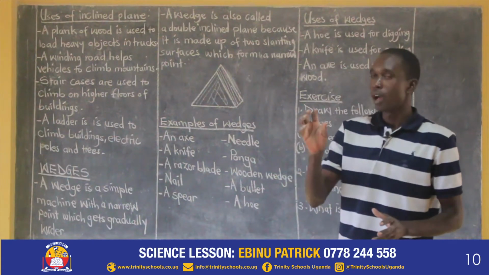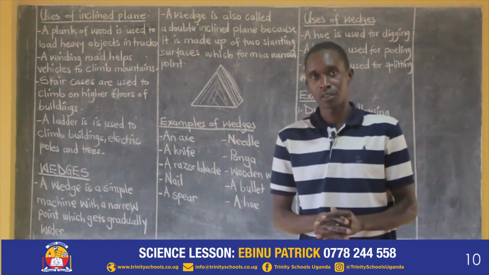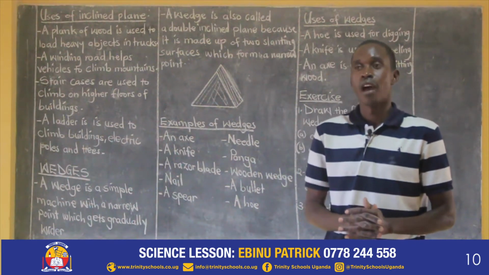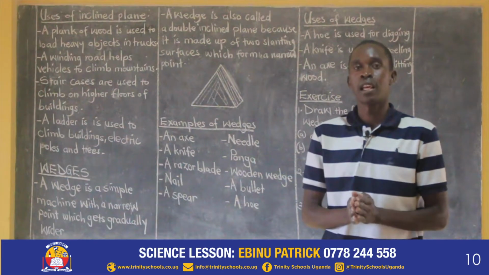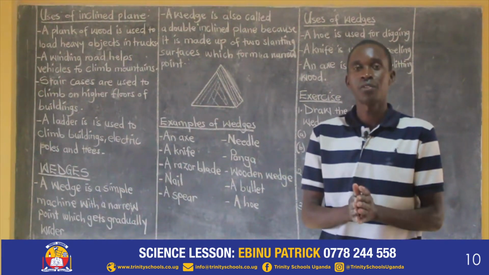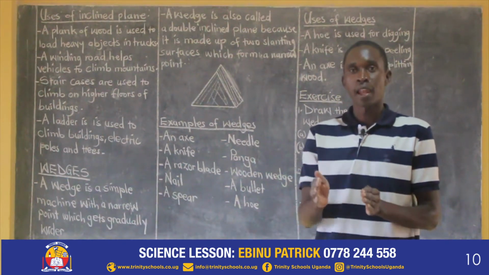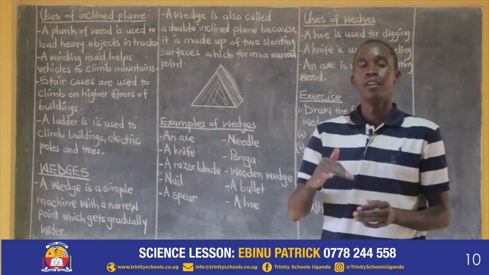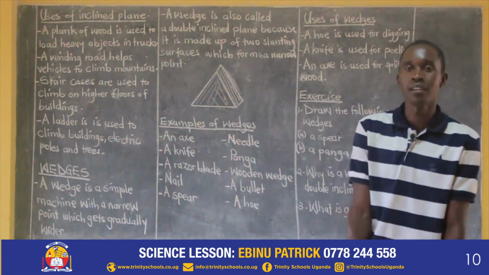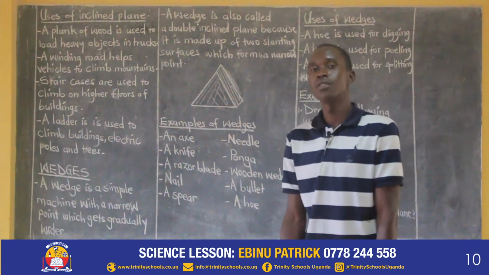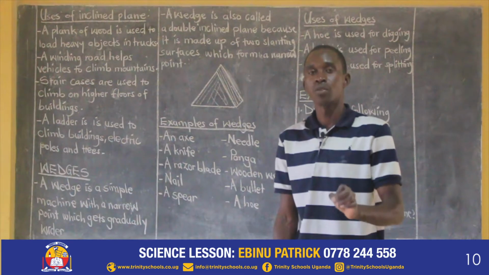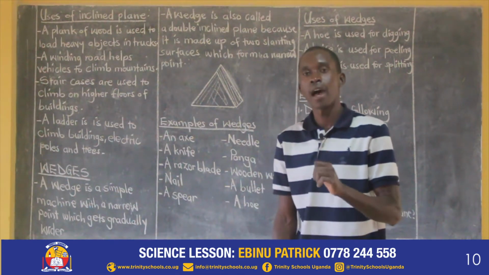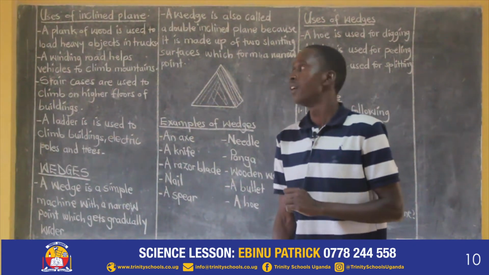Now, we have been looking at inclined planes as our second group of simple machines. We looked at the definition of the term inclined plane, and we said it's a slanting surface that joins a lower level to a higher level. We also looked at the examples of inclined planes. Besides the examples, we also looked at how to calculate the mechanical advantage of an inclined plane.